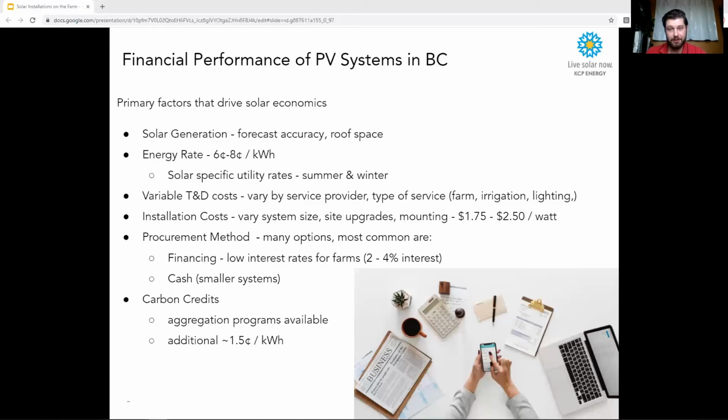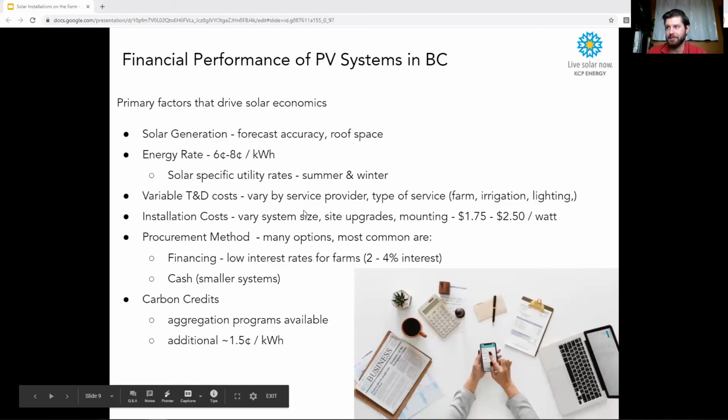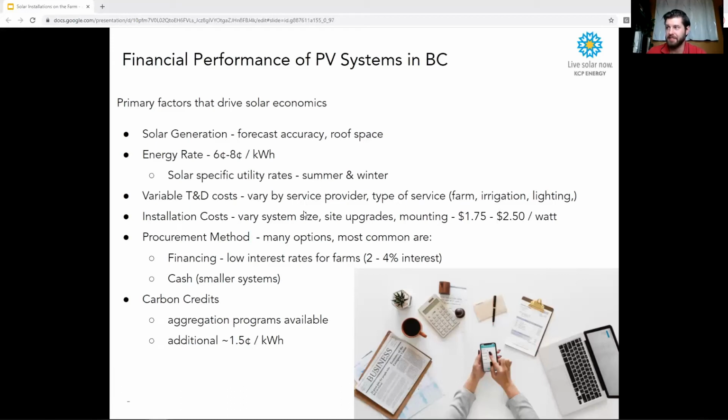Because farm systems range so much in size and in how much power they use, I wanted to show a range of how much they actually cost. The installation cost of $1.75 to $2.50 per watt is multiplied by the number of panels times the number of watts each panel has. So it's your total system watts times your cost per watt. That's a pretty typical metric you'll see for solar energy. It allows people to evaluate one system against another at different sizes.